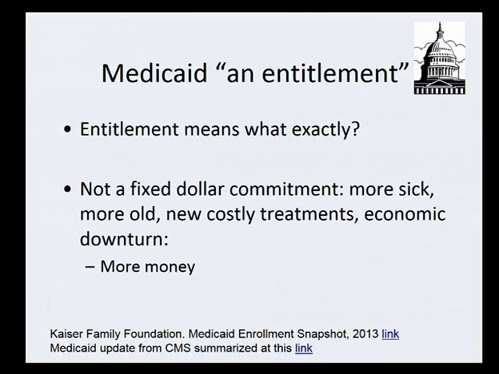An entitlement is something where if you're in the class, you're entitled to receive it. That's the core, is that once you meet the criteria to be in the class of whatever it is, you are entitled to get it. And it kind of implies an open-ended commitment on the part of whoever has to provide it. If more people are in the class, more people get it. There's no fixed dollar commitment in Medicaid. If there's more sick people, more old people, more costly treatments, or if there's an economic downturn and suddenly everybody needs it, more money has to be spent. Medicaid is inherently open-ended in its current design. And obviously, if you were reading the news in the last 6 months, you saw proposals to try to make it less open-ended.